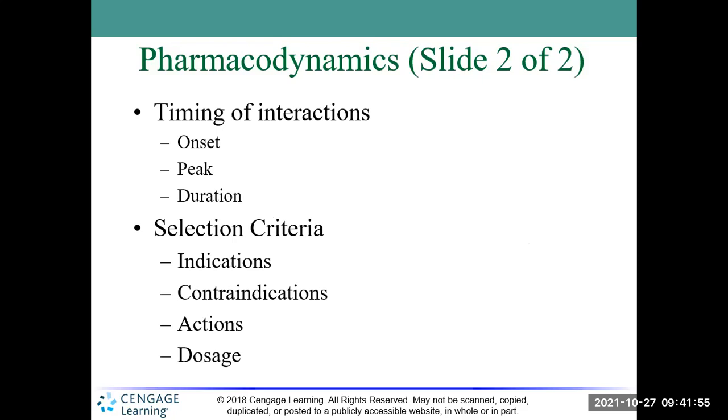Now, timing of interactions, this is meaning the onset means when the medication is going to kick in, basically. Then the peak is when the action is at its strongest. And then the duration is how long that is going to last. So thinking of something like pain medications, morphine is an example. The onset is fairly quick, then it peaks, and then it wears off quickly. So these are the three things that are taken into account when medications are being decided upon. It's about how quick do we need this to act, and then how long do we need it to last.